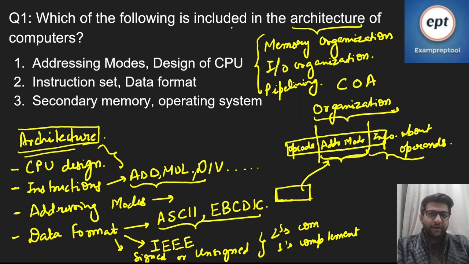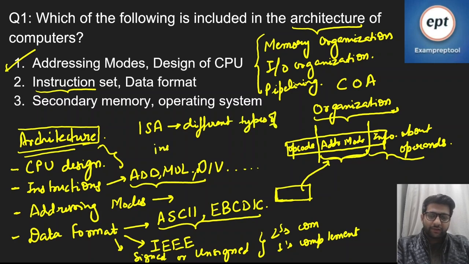So if we see the question, it is asking which of the following is included in the architecture of the computer. So the first option is saying addressing mode and design of the CPU. Yes, these are part of the computer architecture. Instruction set and data format. So what is an instruction set? The instruction set architecture represents different types of instructions that the CPU supports, right? So the instruction set is also a part of the architecture, and the data format is also a part of the architecture.